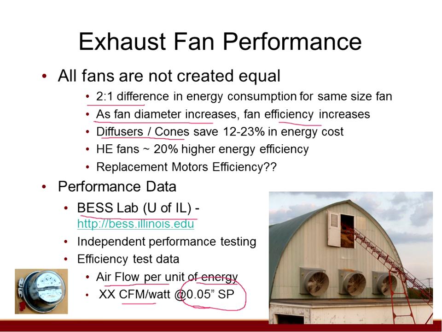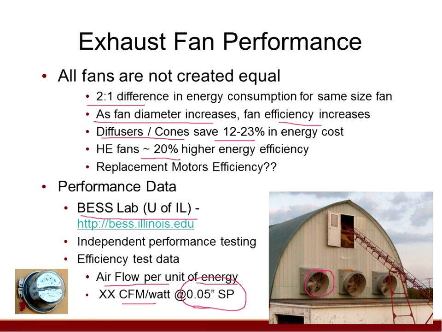The other thing is diffusers and cones, that's this little cone that's right here on the building. That can save 12 to 23%. If we look at the data across all the sizes of fans with diffusers and without, that's the number we get. Here in Wisconsin, we've looked at basically a high efficiency fan as going to be in the top 25% of those fans tested. And if we look at that compared to the bottom 75%, it's about a 20% difference in efficiency.